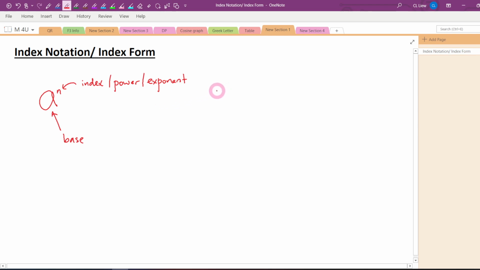Now let me give you 3 examples so that you know better about the index notation. 2 to the power of 3. This one you learned in Form 1, right? I think it should be no problem. In Form 1 you learned about cube and square. So this is 2 to the power of 3, or you can say 2 cube, which is equal to 2 times 2 times 2, and is equal to 8. This one we call index notation. And this part is repeated multiplication.